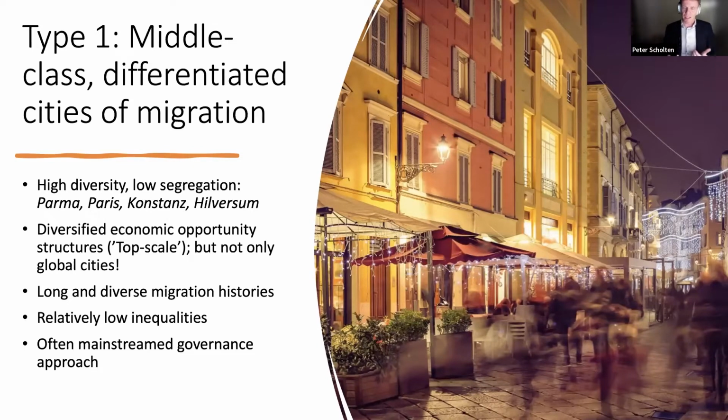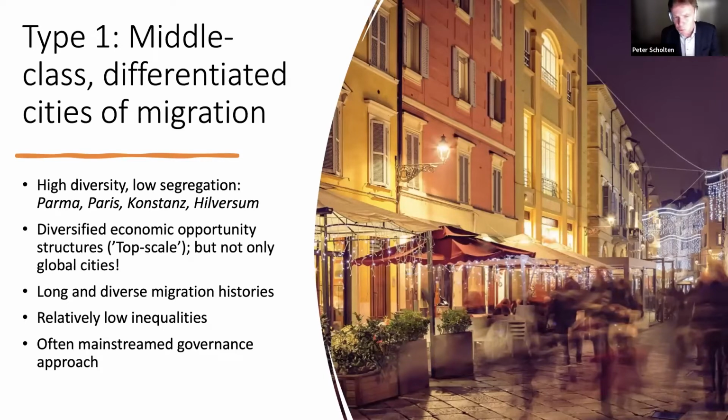They have a very diversified economic opportunity structure, topscale, as Nina Glick Schiller and Ayşe Çağlar would call it. Which means they're not just a working class city, they also have, for instance, more highly educated, highly paid jobs. They have a very large variation of economic opportunity structures, but they certainly do not include only global cities. So topscale cities can be small cities as well. They have very long and diverse migration histories, with labor migrants, refugee migrants, and humanitarian migrants coming in different periods of their history, making their contemporary diversity configuration an accumulation of their long migration history.